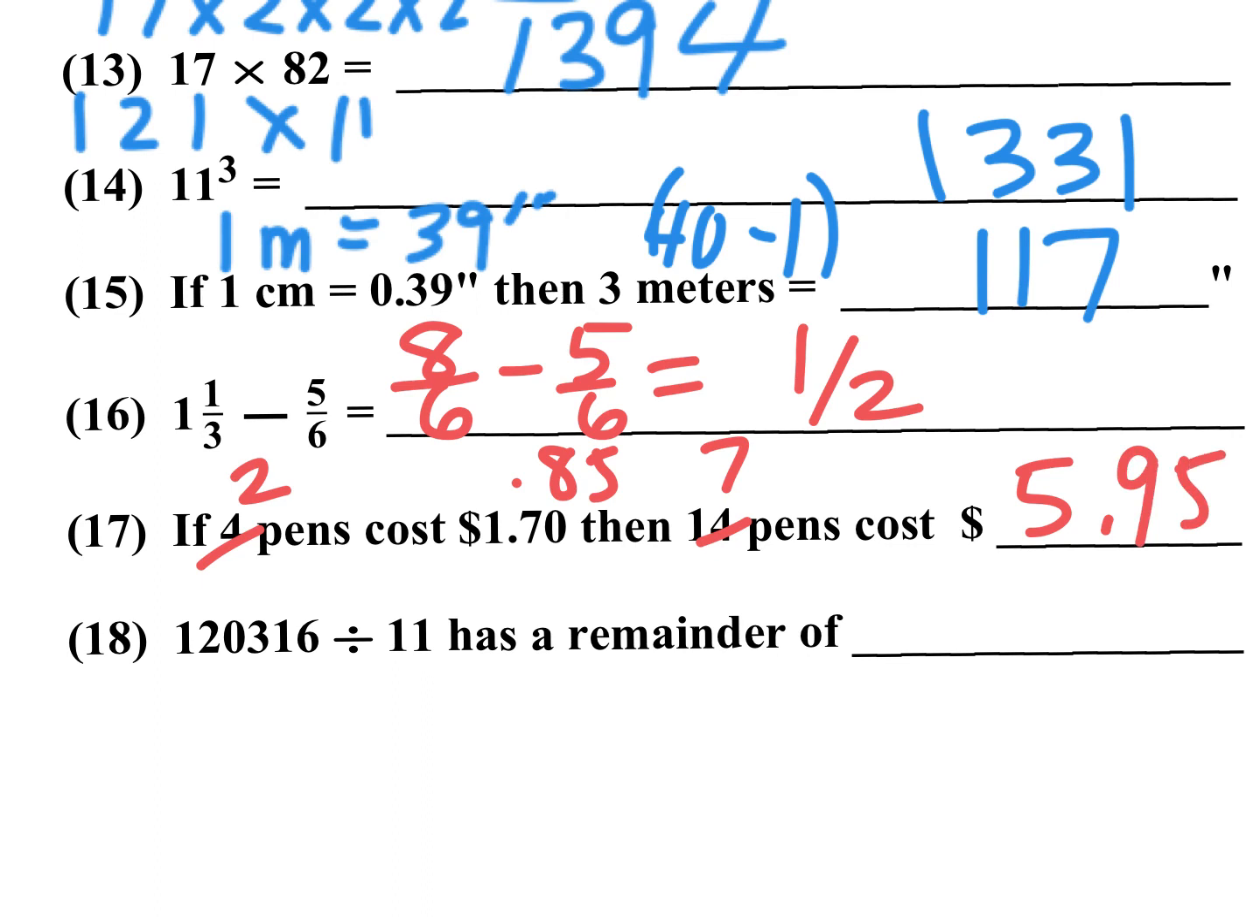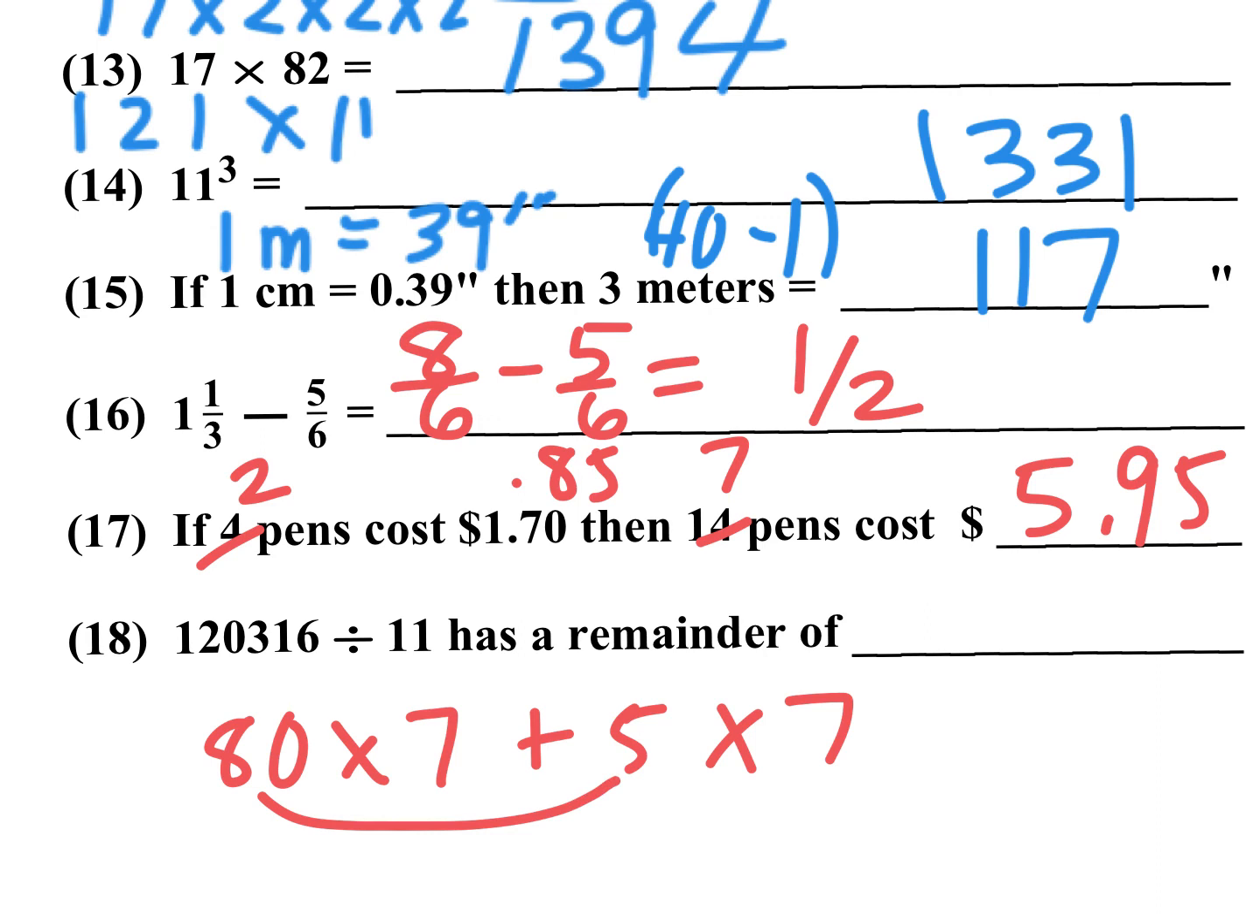So I'm doing 80 times 7 plus 5 times 7. So what I'm doing is I'm breaking the 85 as 80 plus 5. And 80 times 7 is 560, plus 35 is 595.